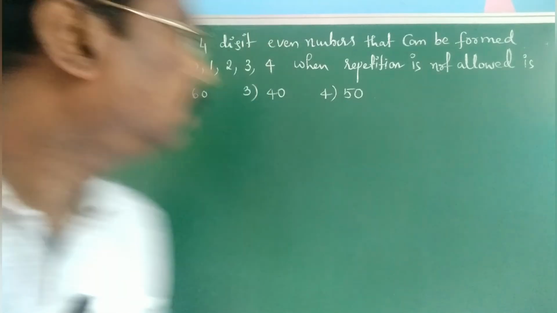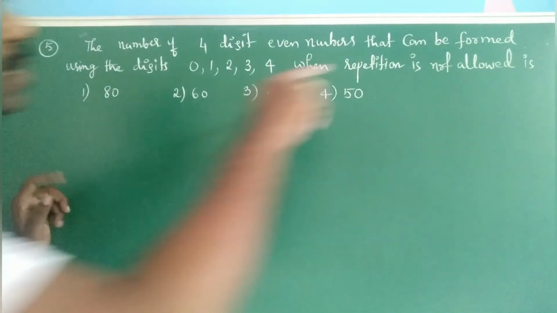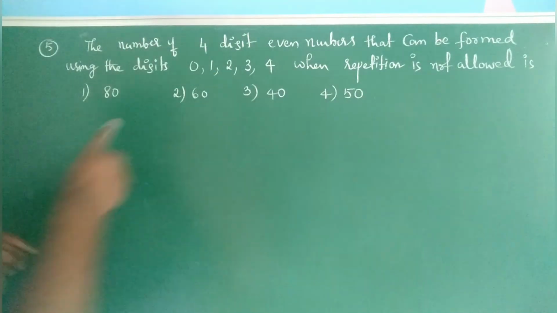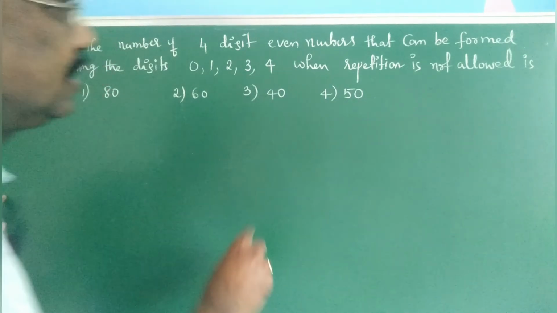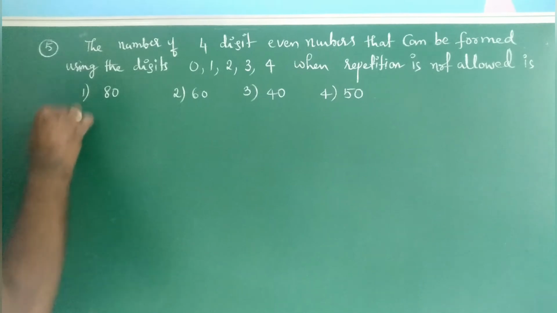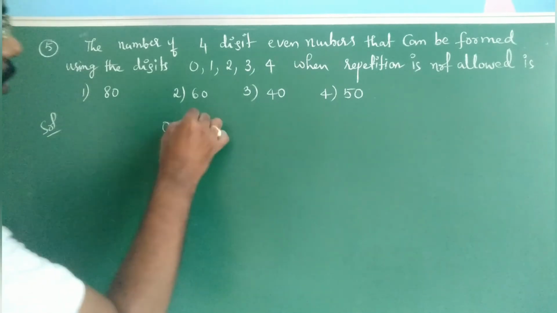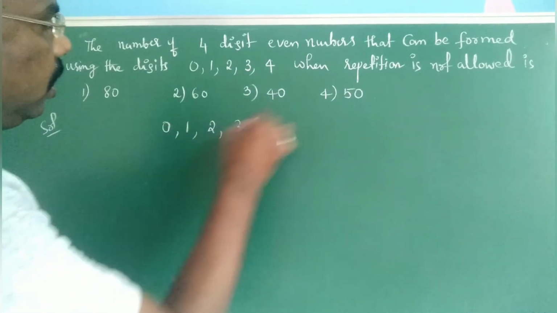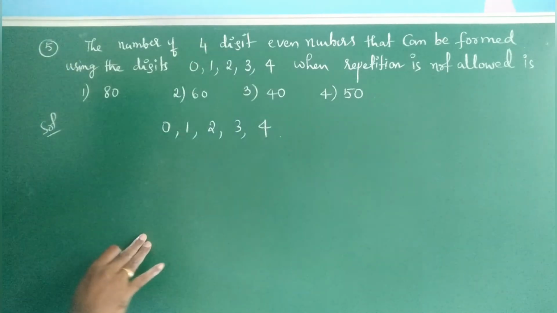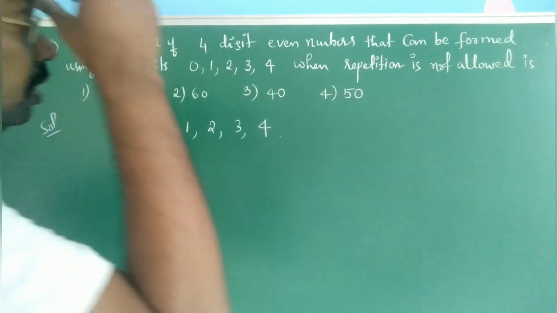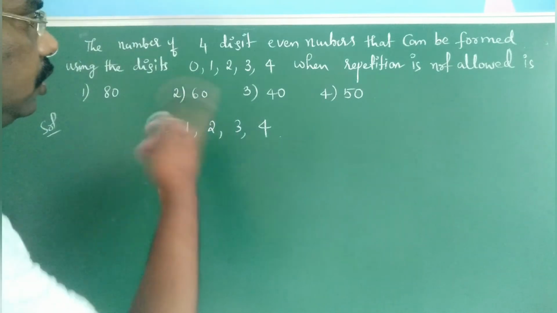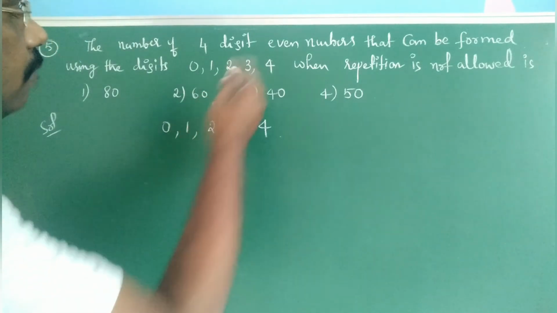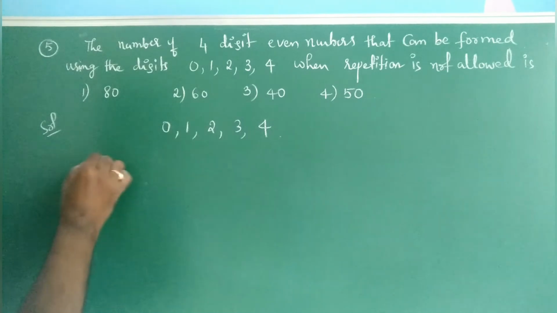Next one, the number of 4-digit even numbers that can be formed using the digits 0, 1, 2, 3, 4 when repetition is not allowed. Now your given digits are 0, 1, 2, 3, 4. Now 4-digit even numbers means the unit place can be filled with 0 or 2 or 4. Now 3 cases are there.